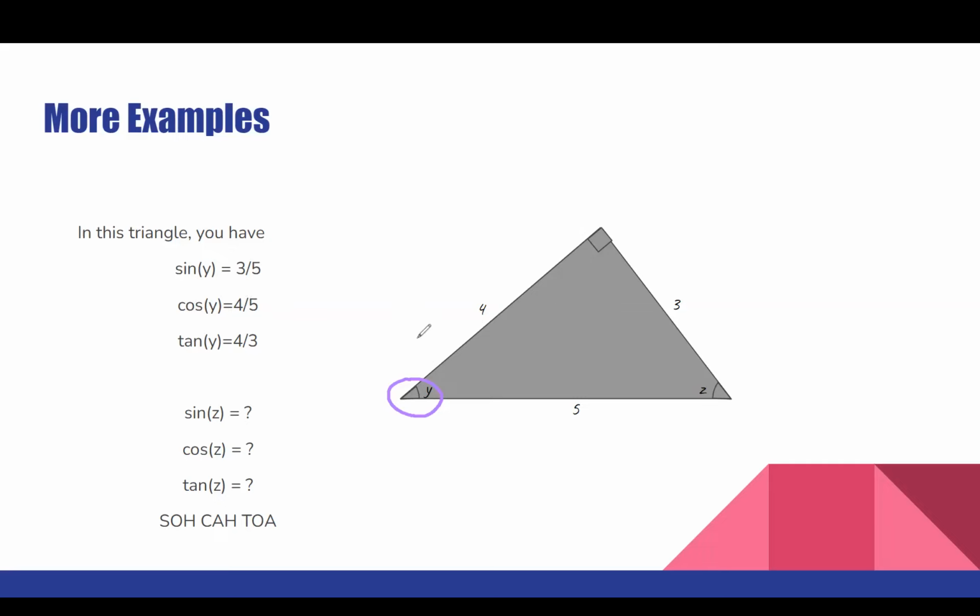Lastly, tangent is going to be opposite over adjacent. Sorry, it was wrong here. 3/4. And so what would sine z be? Let's take a look. All right, it's kind of rotated in a weird way, but sine z, sine is SOH, so it's opposite over hypotenuse, 4/5. Cosine, adjacent over hypotenuse, 3/5. Lastly, tangent of angle z, which is going to be opposite divided by adjacent, 4/3.